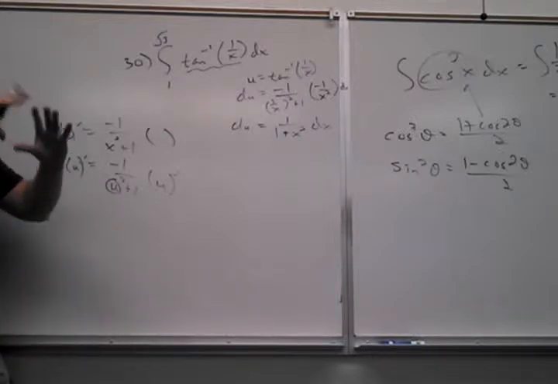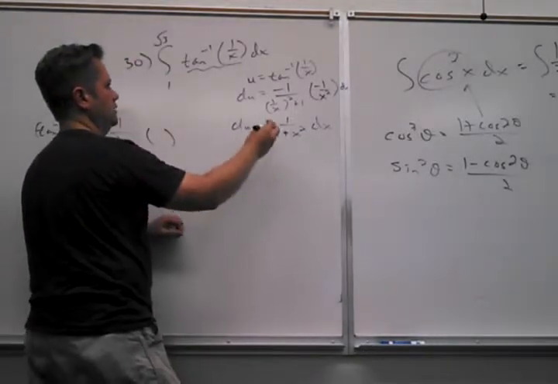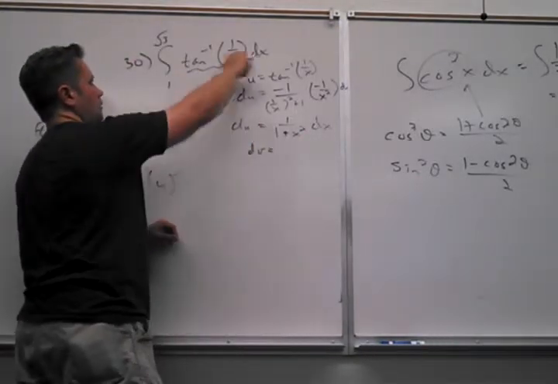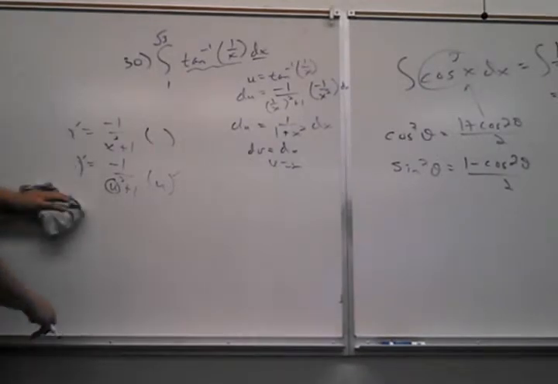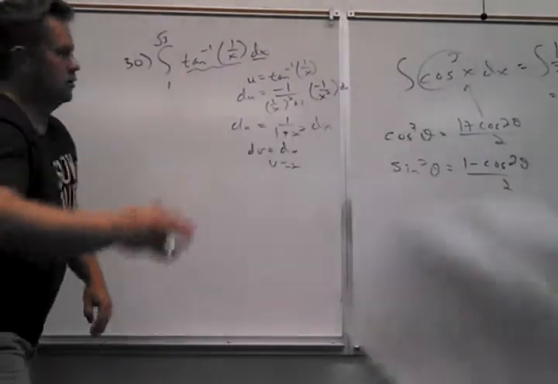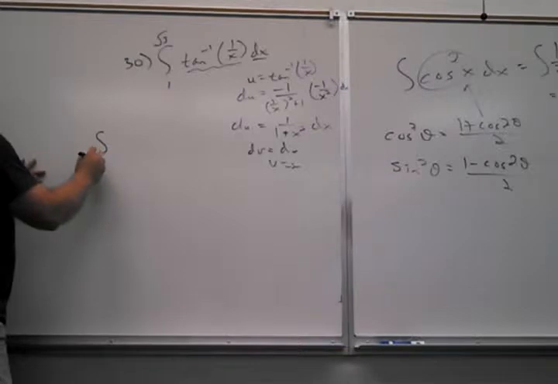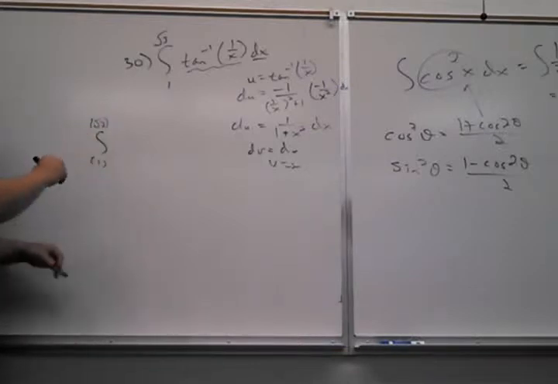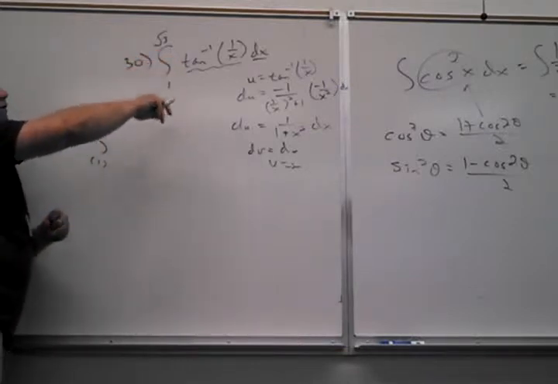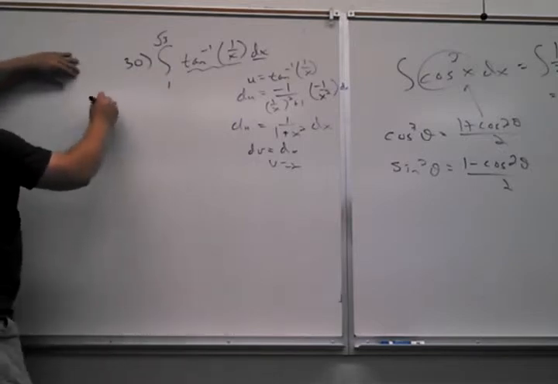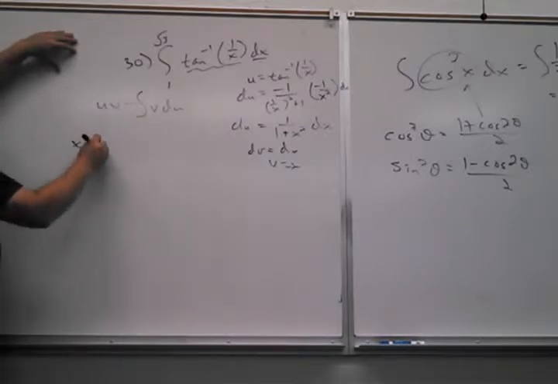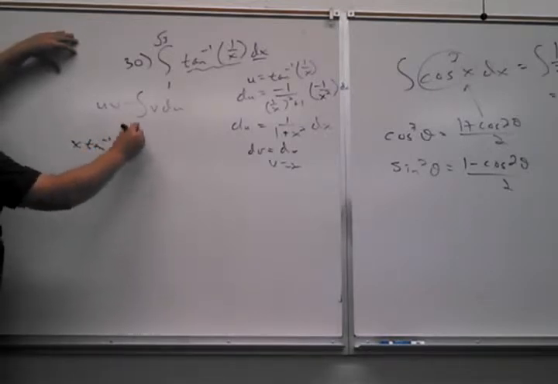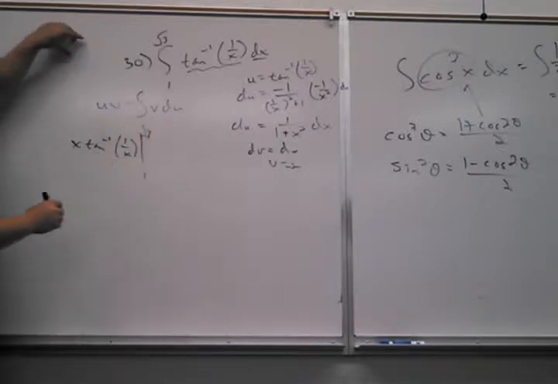Okay, cool. So now let's piece it back together. I still have to identify dv, which is going to be dx, so then v is x. That part was nice and easy. So what do I end up with here now? I've got my uv minus the integral of v du. So I've got uv, and that's going to be from 1 to root 3.